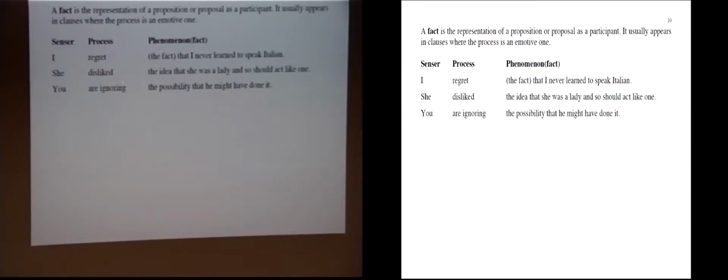You could say, she disliked the idea that she was a lady and so should act like one. So here you're actually tagging it as an idea, or in the last one, you are ignoring the possibility that he might have done it. So you're tagging it as a possibility. And then the possibility is what? That he might have done it. So you have a representation of this proposition, this act, this fact in your head. And that's what you're sensing.